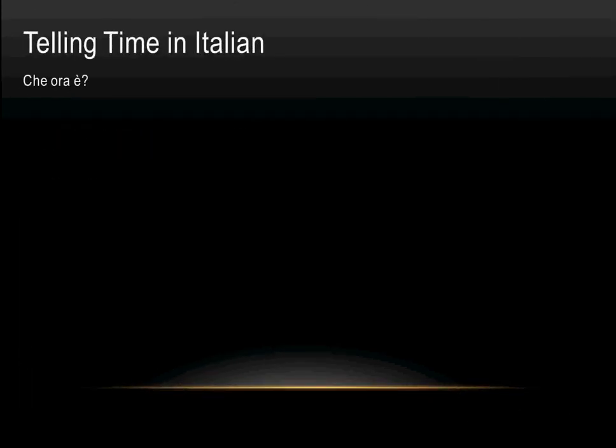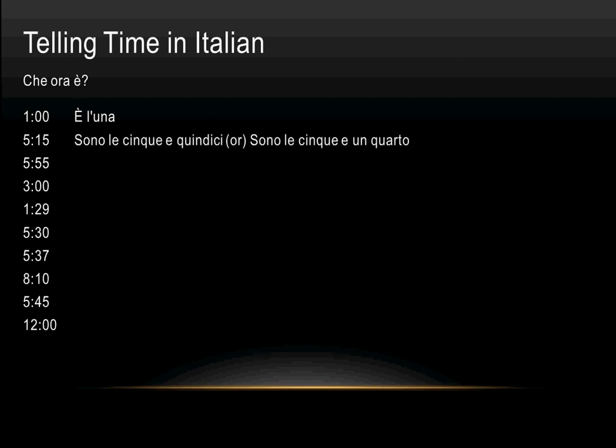Bravo. Telling time in Italian. Che ore sono? Okay, adesso you should be an expert at this. So we have a little test here. Let's see how you do. First one is 1 o'clock. How would you say 1 o'clock in Italian? "È l'una," that's correct. If you said "è l'una," you got it right. "È l'una." 5:15.